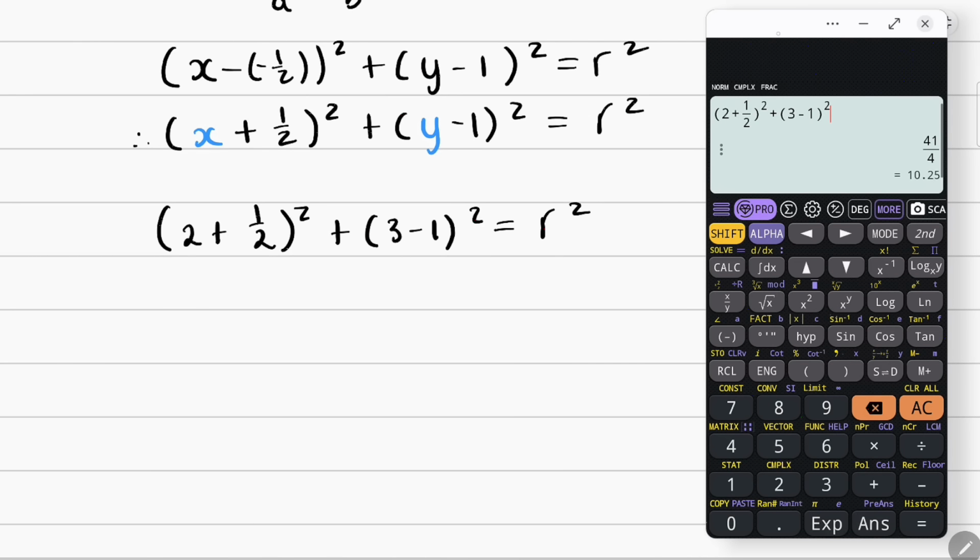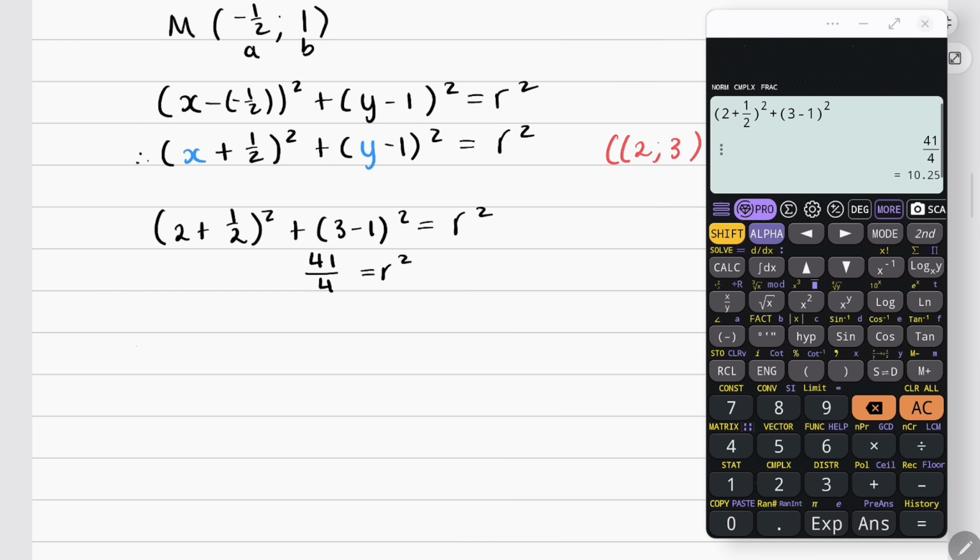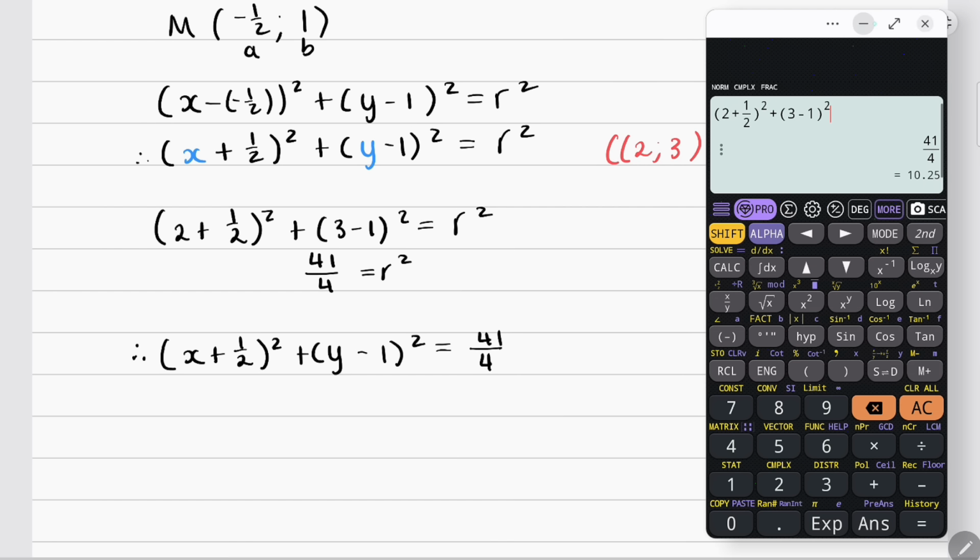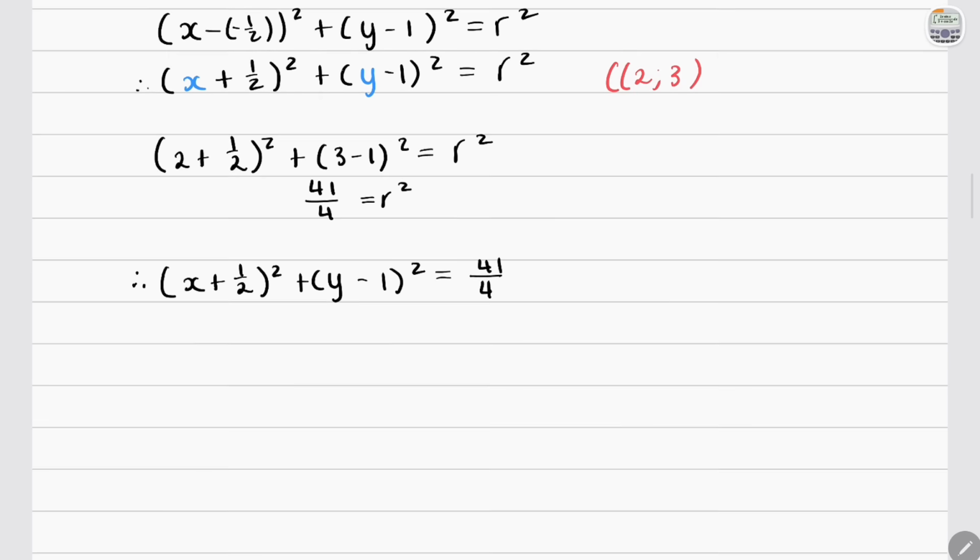And then I'll get this. Okay, so this is what we get. I'm going to leave that as 41/4. That is r squared. And so it means that the equation of this new circle that they gave us is x plus 1/2 all squared plus y minus 1 all squared is equal to 41/4. Okay, yeah, I can see why it's 6 marks.